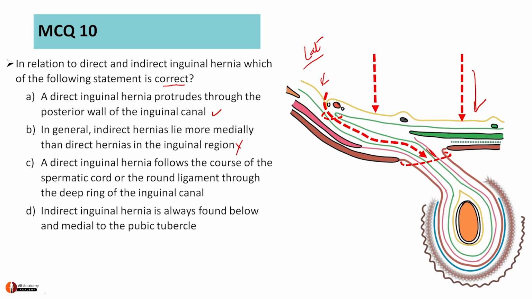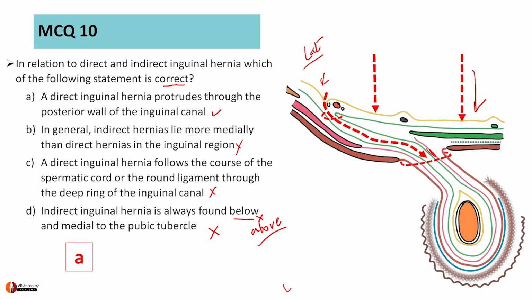Direct inguinal hernia follows the course of spermatic cord or round ligament through the deep ring? No, direct never enters the deep ring. Indirect inguinal hernia is always found below and medial to pubic tubercle? It is found above. So this is also an incorrect option. Therefore, the correct option has to be A. Let's take a look. Yes, it is. So this is how you solve your MCQs using knowledge.